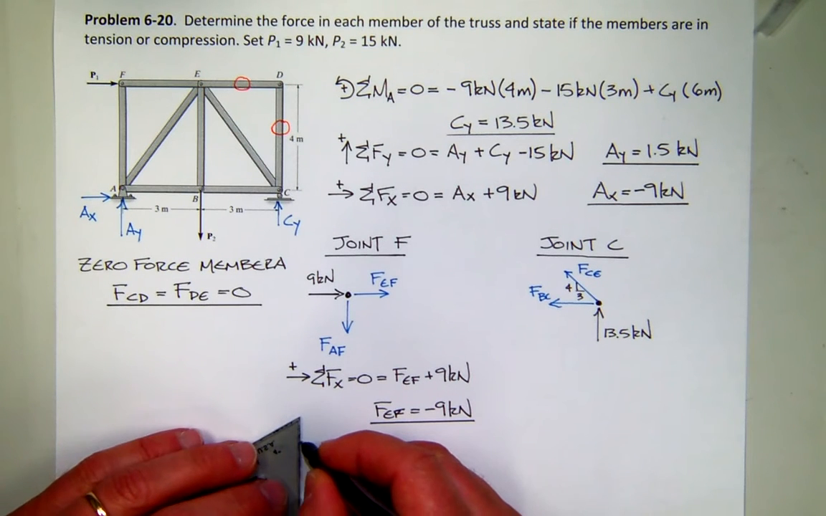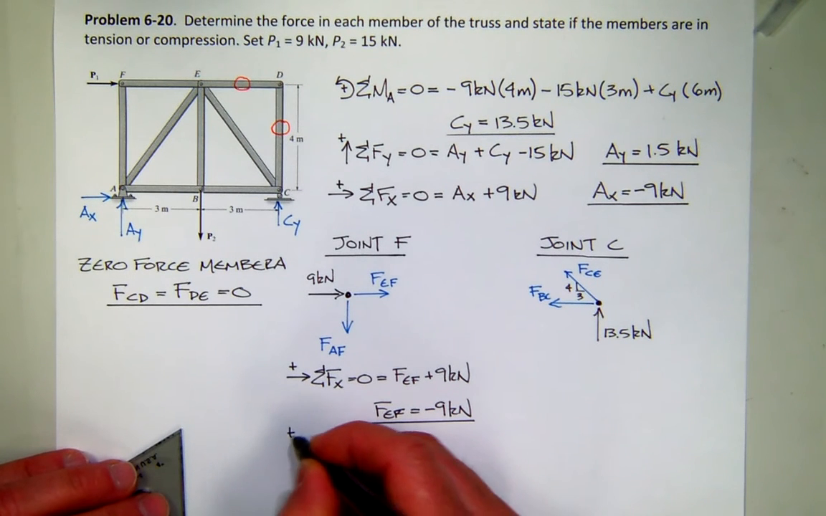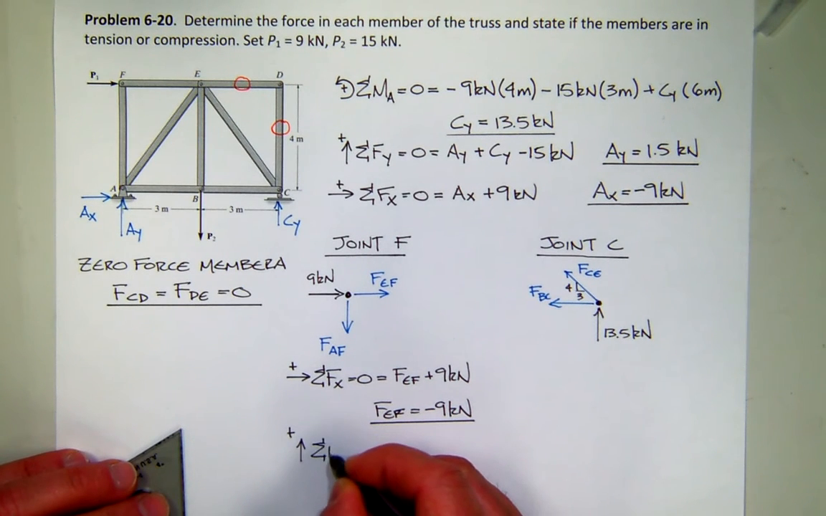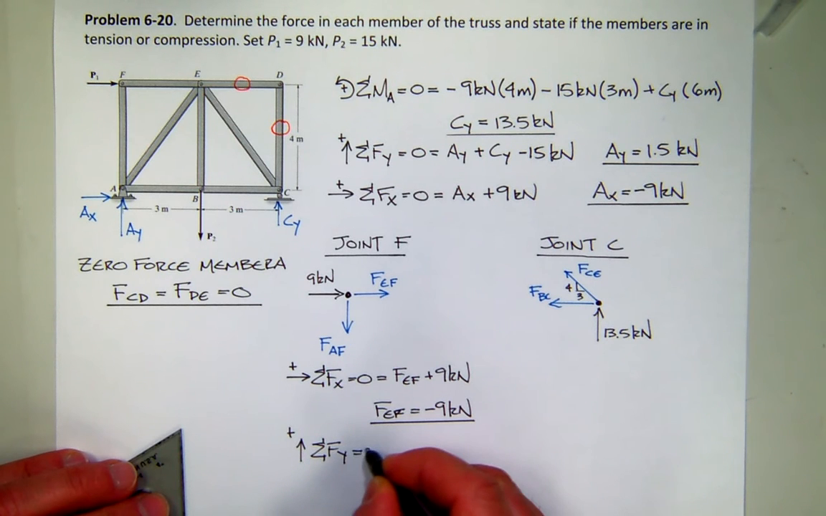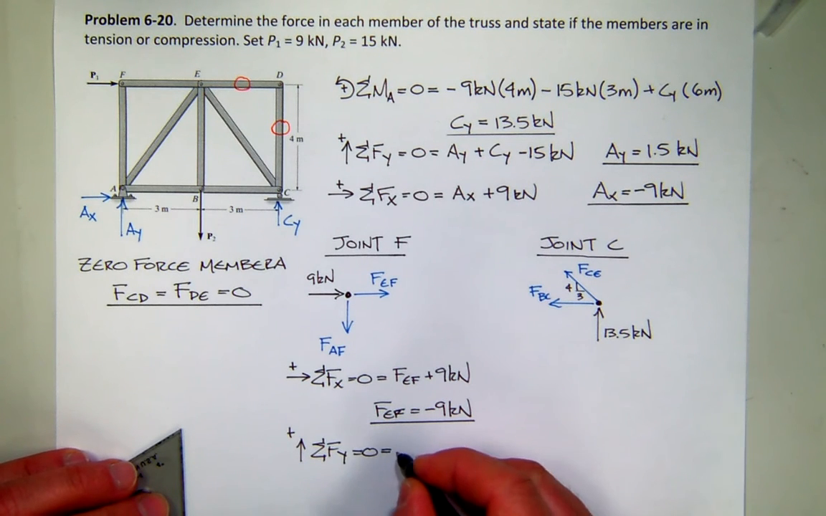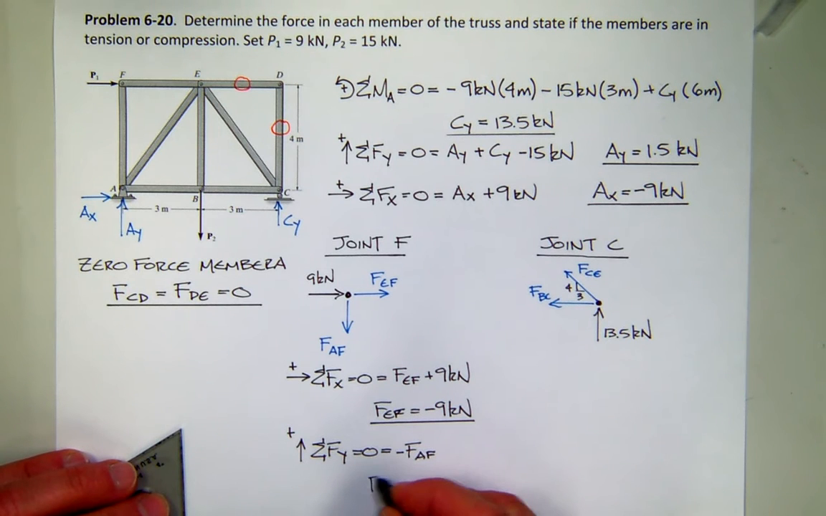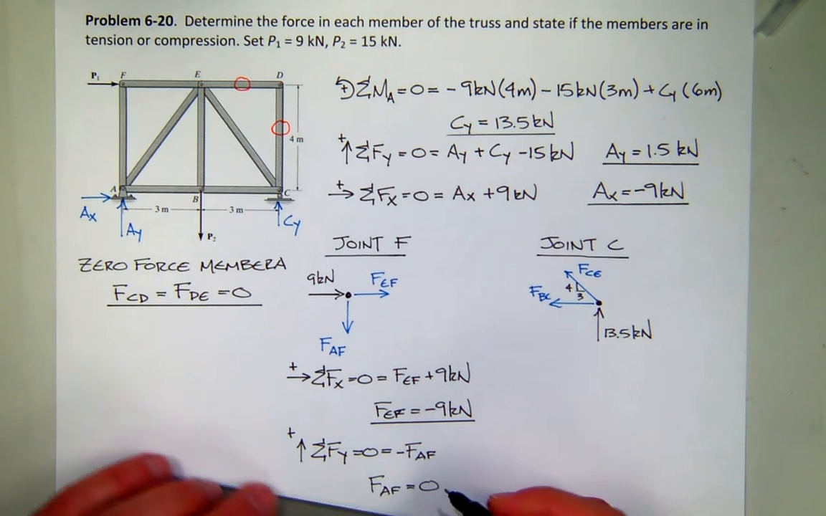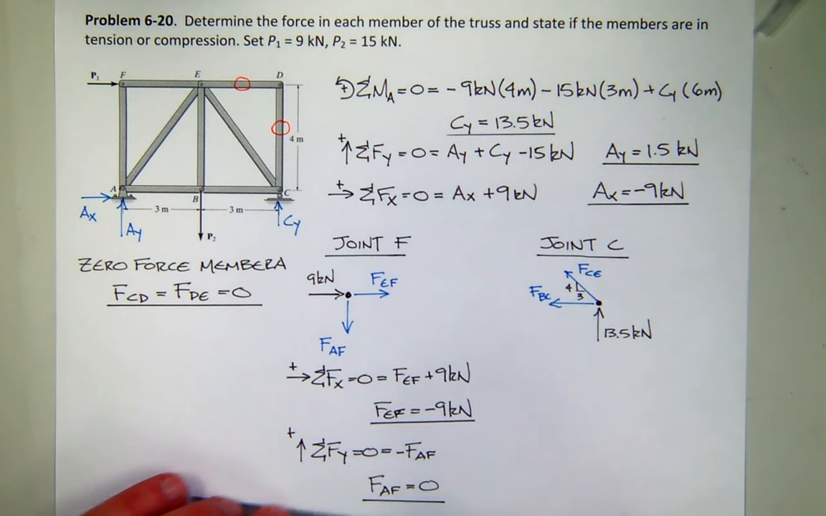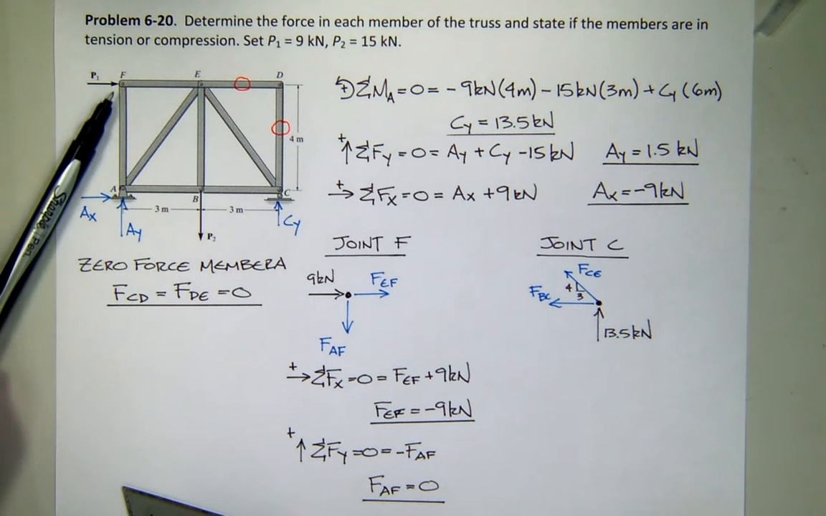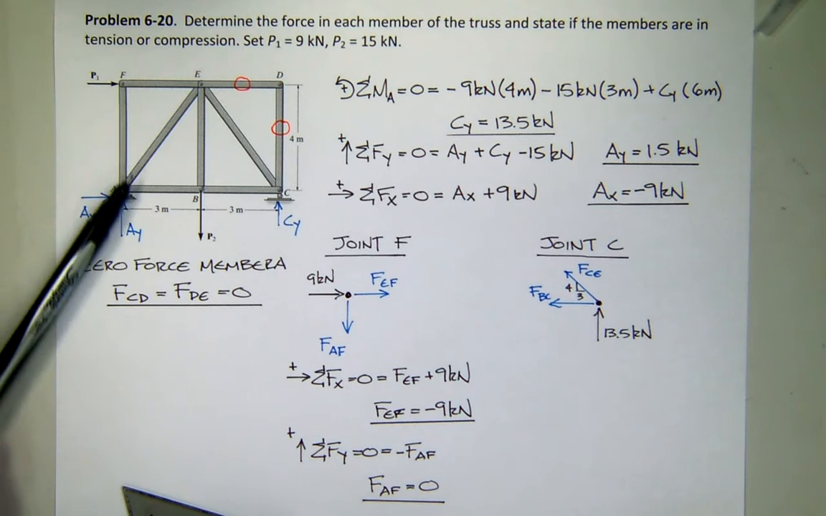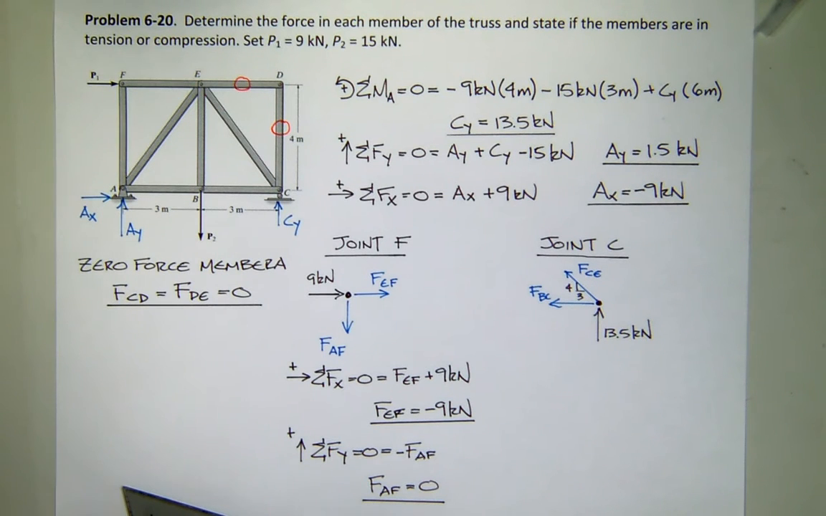Now this one might be a little uncomfortable for you to think about, but if I sum forces in the y direction now, what do I get? I just get minus AF acting down. So what does AF have to be equal to? 0. Kind of odd. But if you think about it, here at F, with only a horizontal force, there's nothing required vertically to maintain equilibrium at F.